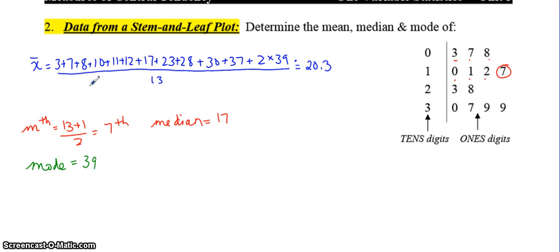Okay, welcome back. So the mean, you should get approximately 20.3. If you looked at the mth position for the median, it should be the 7th number. So 1, 2, 3, 4, 5, 6, 7. The 7th number is 17. Make sure your numbers have been put into ascending order. And the mode is 39 because that's the number that occurs most often.